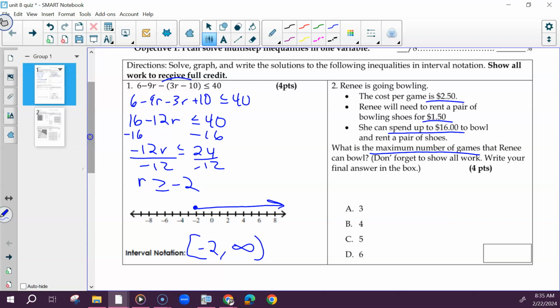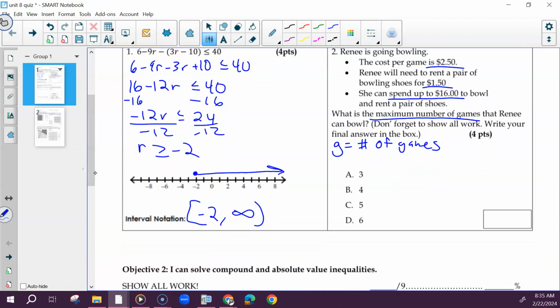So I didn't take off points if you did or did not do this, but you should have had some variable. You can call that whatever you want. That should have been for number of games. Then set up your inequality. This would have been, she can spend up to $16. So less than or equal to 16, and then 2.5g plus 1.5, or if you switch those, 1.5 plus 2.5g, that was also fine. But the symbol should have been less than or equal to. All of the inequality part is less than or equal to 16.